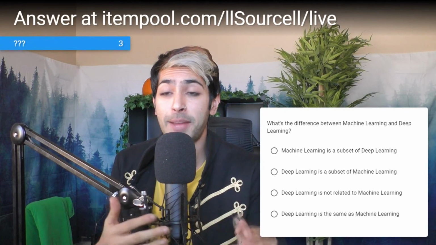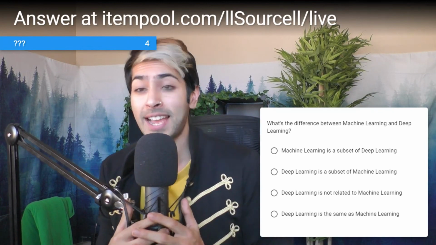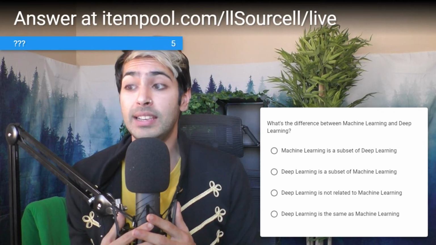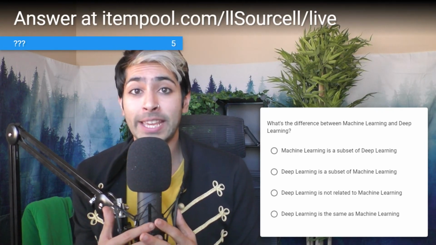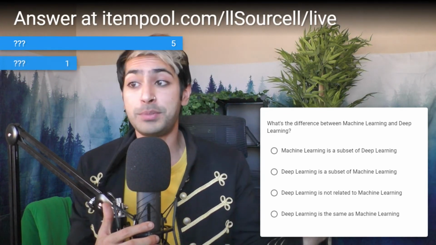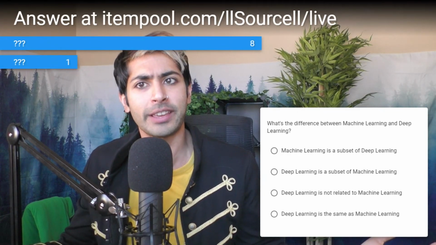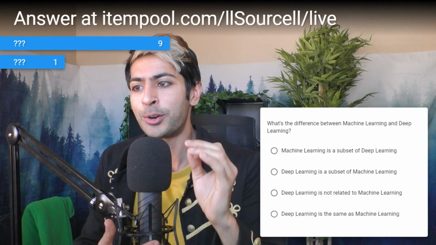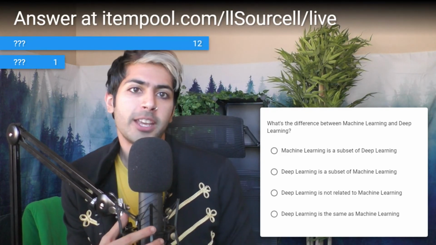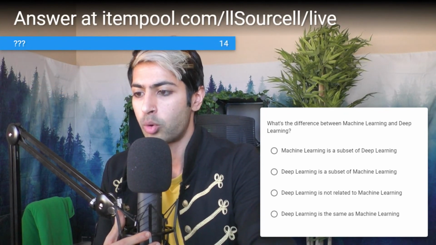Okay, so what's the difference between machine learning and deep learning? I've had plenty of videos on both of these topics, but at this point, I kind of expect you to know the difference. Is it A, machine learning is a subset of deep learning? B, deep learning is a subset of machine learning? C, deep learning is not related to machine learning? Or D, deep learning is the same as machine learning? Those are your options. And while you answer those, I'm going to answer your questions.